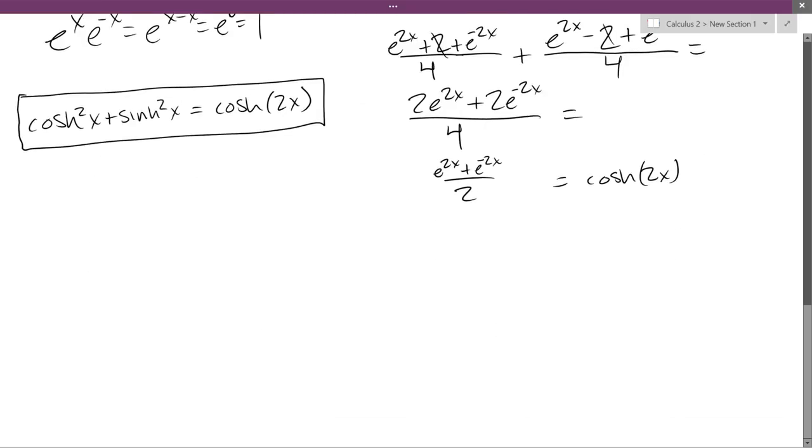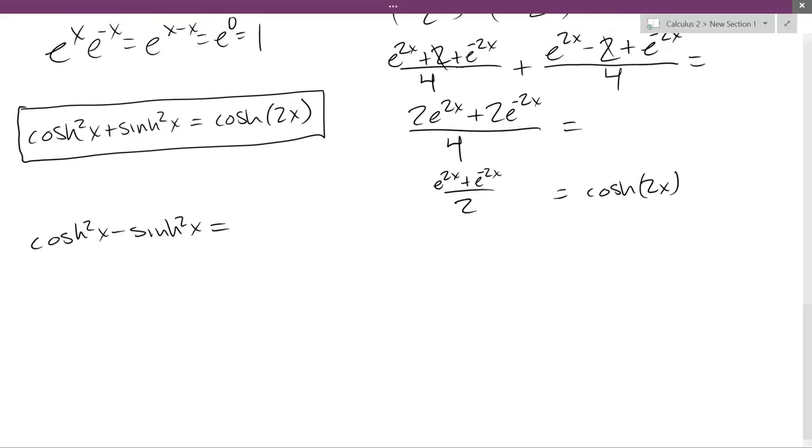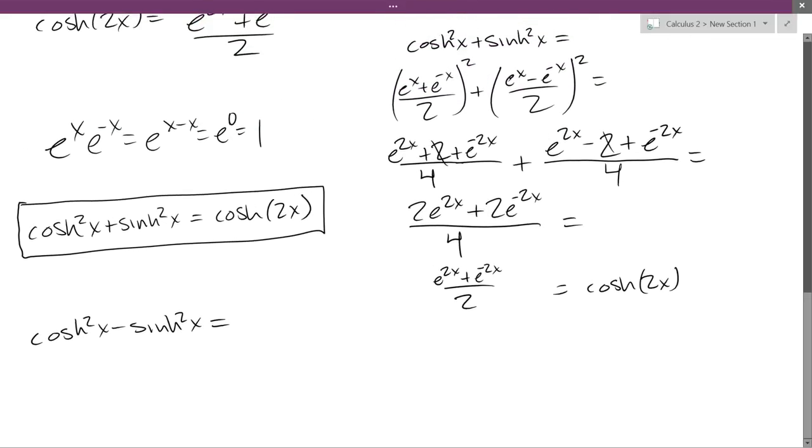So we're going to do something really similar, but we're going to subtract: cosh squared x minus sinh squared x. Hopefully it equals 1, but we're going to see what we get. Really similar to what we just did, except there's a minus in the middle. So all the same stuff, just change this plus that I made super bold into a minus. I'm going to jump way down to that second step.